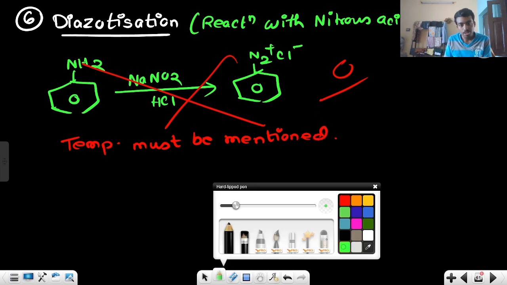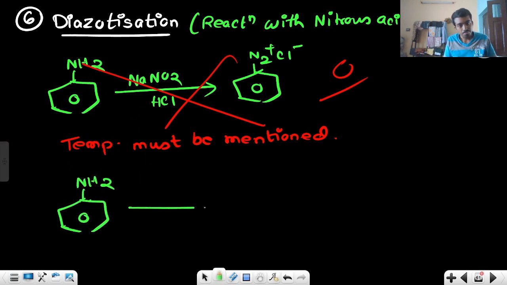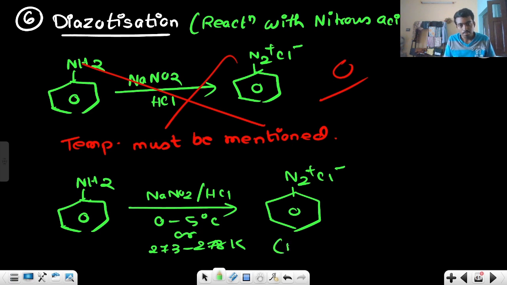So when we will be writing, the reaction should be like this. NaNO2, HCl, 0 to 5 degrees Celsius or 273 to 278 Kelvin. That does not matter, but that temperature should be mentioned in your answer. N2+ Cl minus. This is called benzene diazonium chloride.